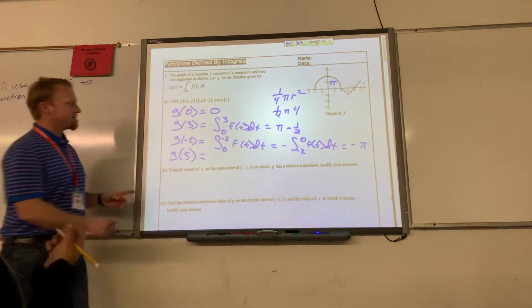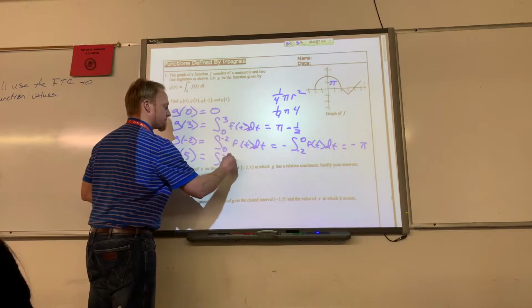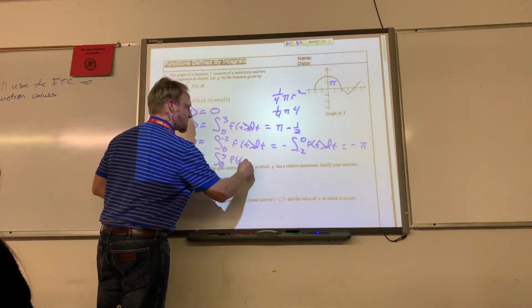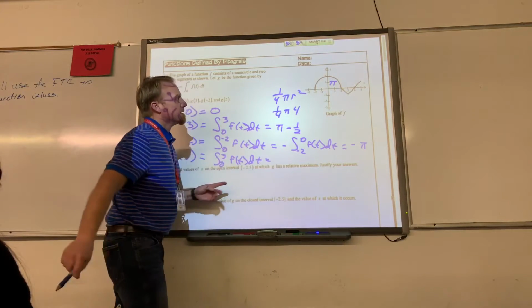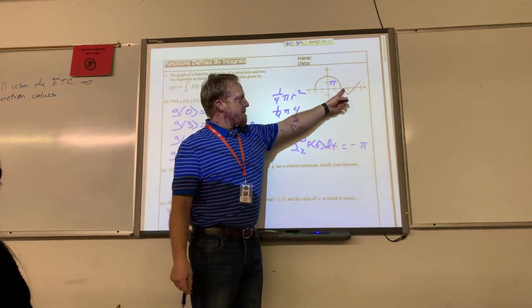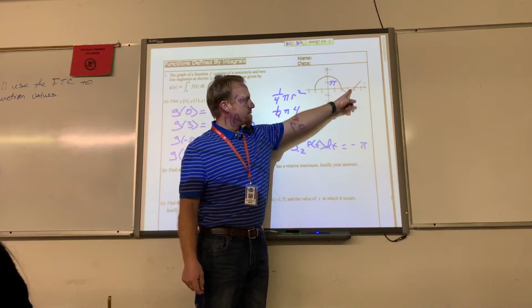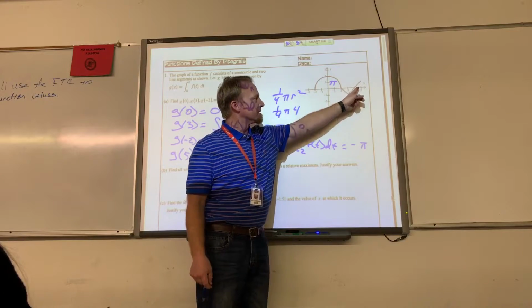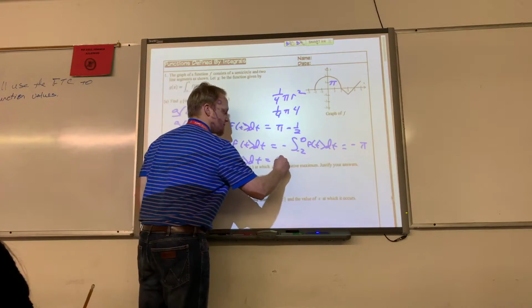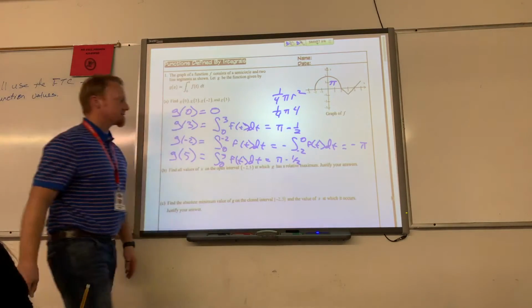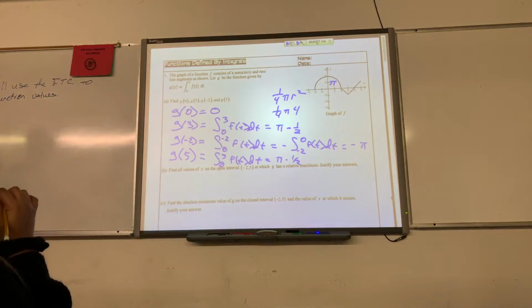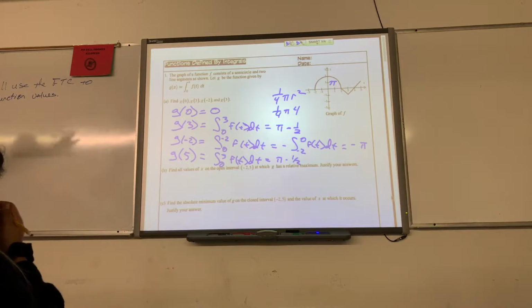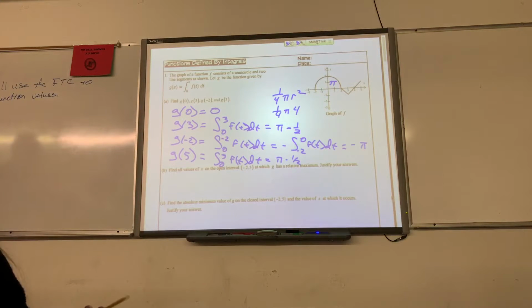All right, g of 5. I know I'm already at pi minus 1/2, but what's going to happen to those two triangles? They're going to cancel, so that's also going to be pi minus 1/2. G of 3 and g of 5 are going to be the same thing. That stuff is similar to what we did yesterday.